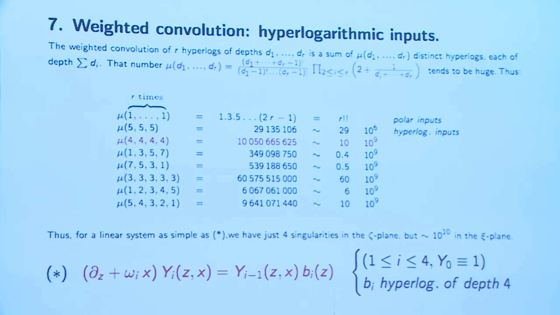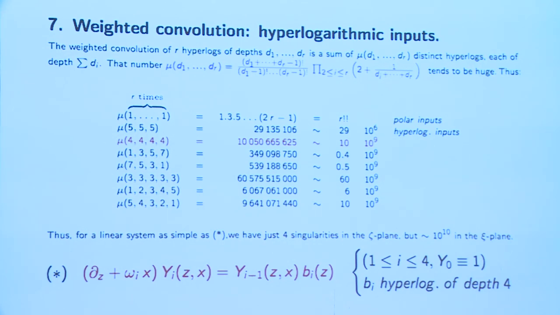Just to understand how devilishly complex the whole thing is, take a weighted convolution of length 4 with inputs which are themselves hyperlogarithms, each of them again of length 4. What you get is close to 10 billion terms. Of course, there is a combinatorics behind it, and the symmetry, symmetrality, makes everything rather manageable. But this is just to say that following the integration path, the multipath, wouldn't have got us anywhere. We have to develop singularity combinatorics.